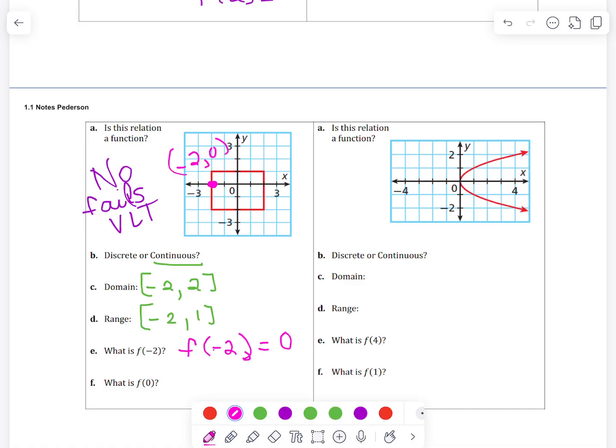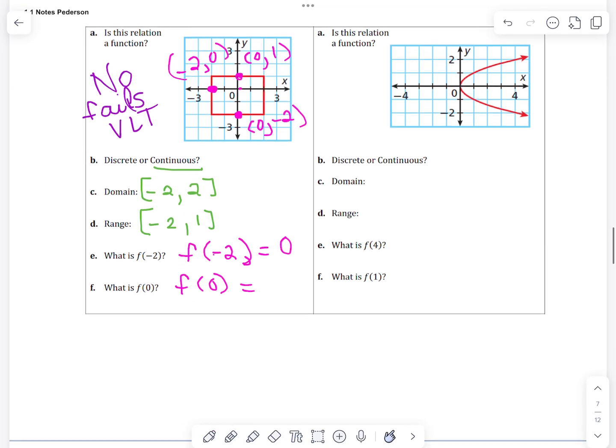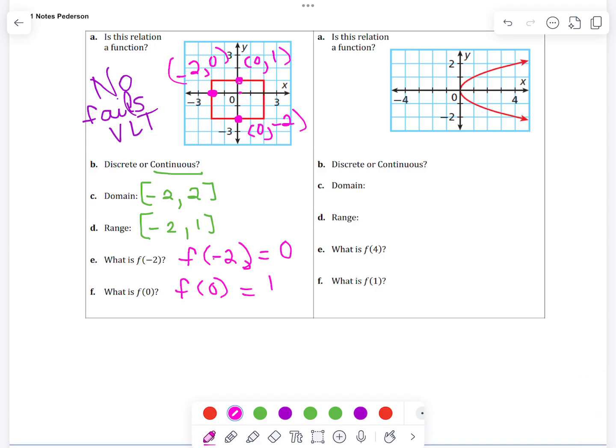And then the next one, f of 0. If we go to 0, here it is, and then there's our 2 spots, and there's 2 of them, over 0, up 1, and then over 0, down 2. So there's 2 values there. So f of 0 is 1, and then f of 0 is -2.